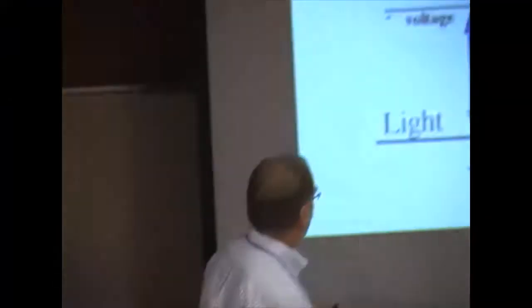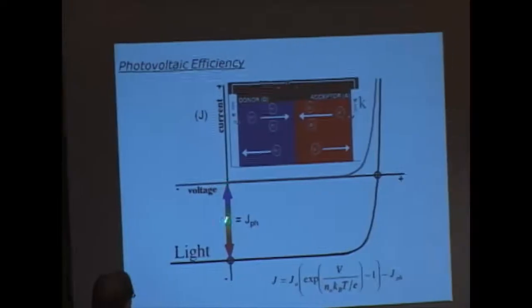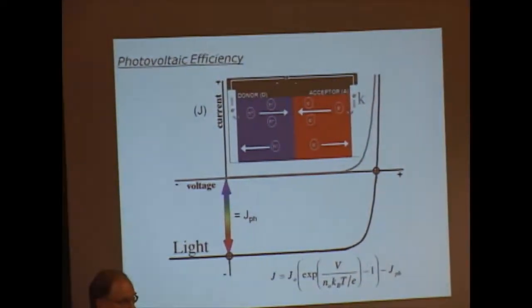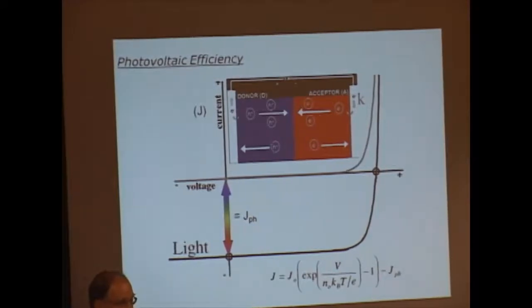Okay, so just to summarize: photocurrent, photovoltage, there's VOC. This is the short circuit photocurrent right here. The product of those two, we want to make that as large as possible and as cheaply as possible.